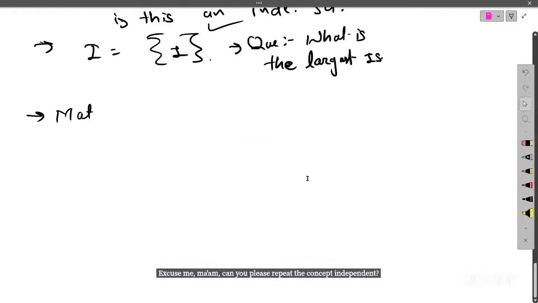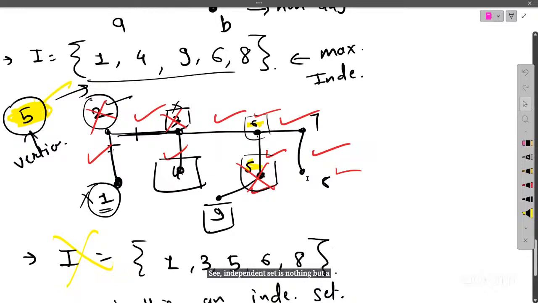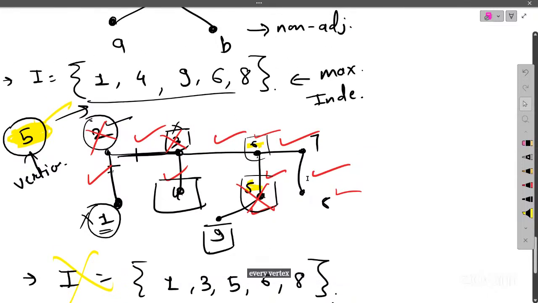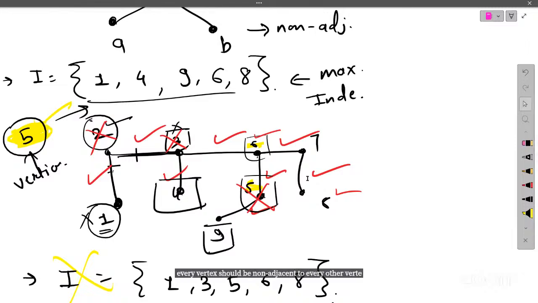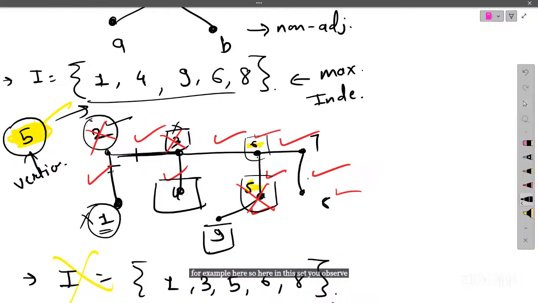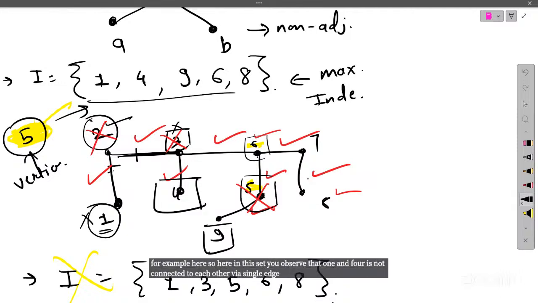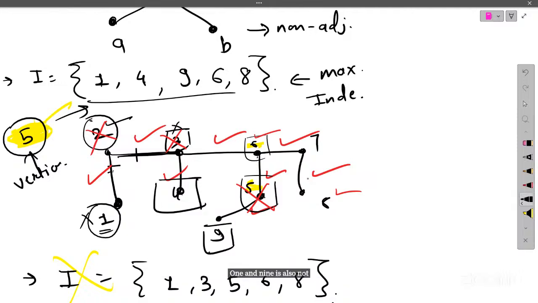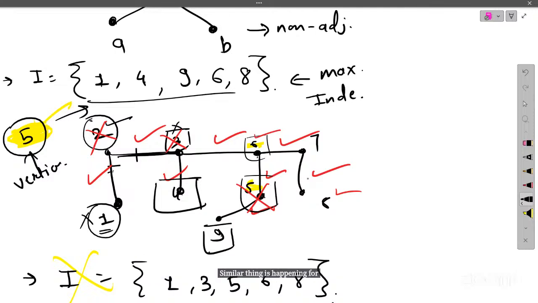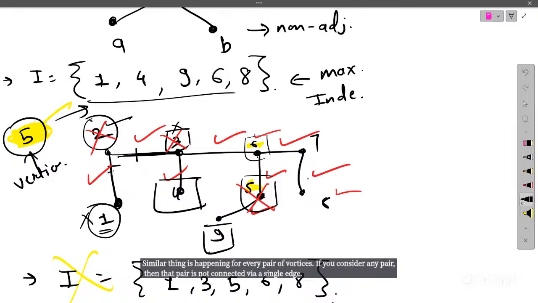See, an independent set is nothing but a subset of vertices in which you have to take care of one thing, which is that every vertex should be non-adjacent to every other vertex. That means no two vertices should be connected via a single edge. For example, here in this set, you observe that 1 and 4 are not connected to each other via a single edge. 1 and 9 are also not connected, and 1 and 6, and 1 and 8 are also not connected to each other via a single edge. Similar thing is happening for every pair of vertices. If you consider any pair, then that pair is not connected via a single edge. So that's the main thing of an independent set.